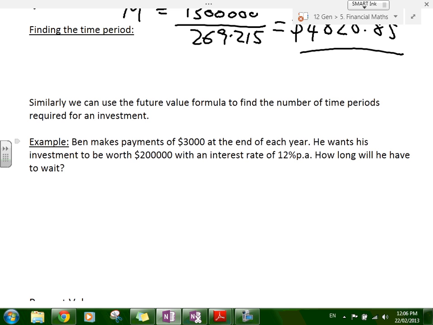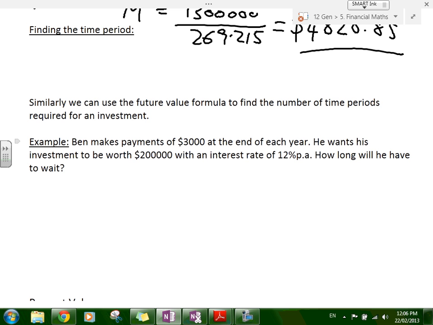Ben makes payments of $3,000 at the end of each year. He wants his investment to be worth $200,000 with an interest rate of 12% per annum. How long will he have to wait? How long do you think you'll have to wait, Ben?